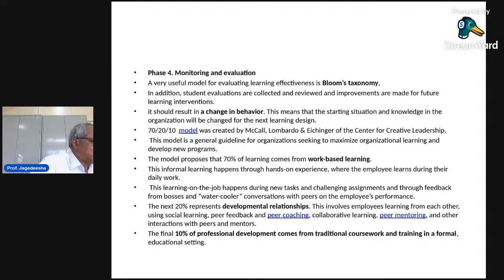The next important phase is monitoring and evaluation. Monitoring and evaluation is also a very important aspect of learning. The effectiveness of the evaluation of learning can be done by following Bloom's taxonomy. Bloom's taxonomy is a very important point. There will be a chapter called Effectiveness of Training and Development, wherein this Bloom's taxonomy will definitely be explained by the teachers concerned.